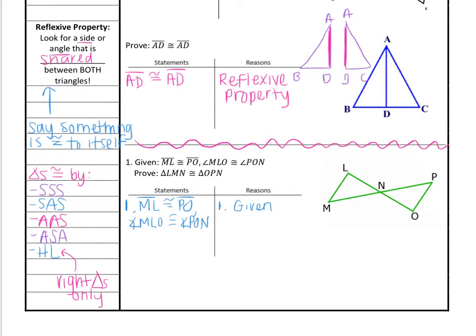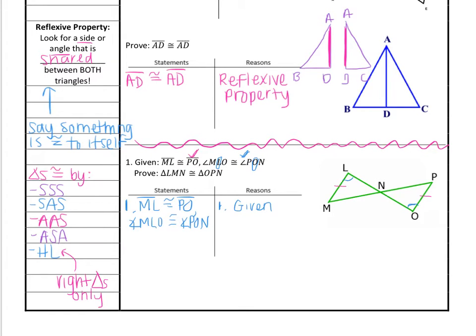So on the picture, we have to mark up what they tell us. We have ML congruent to PO, so find segment ML, put a hash mark, and PO, put a hash mark. And then put a check mark saying, yeah, I definitely use this. I already marked it up. Cool. Then I have angle MLO. Remember, we focus on the middle letter, so angle L is congruent to angle O. So find those two angles, mark them up, and put a check mark saying, yep, totally used it.